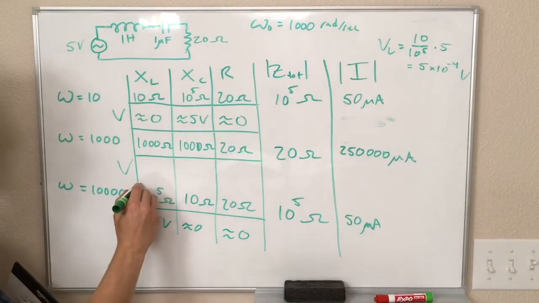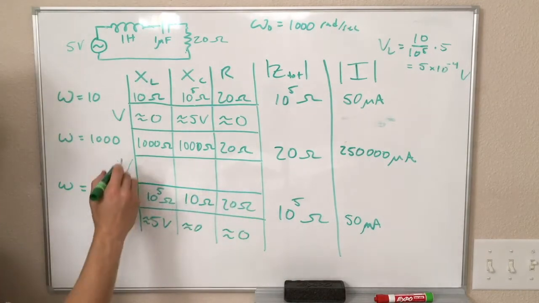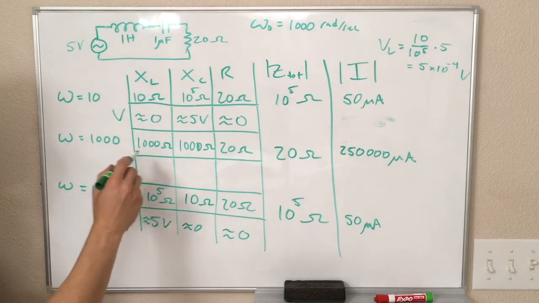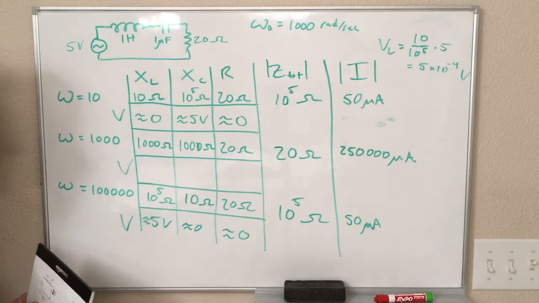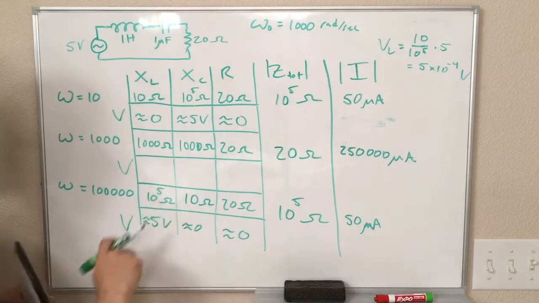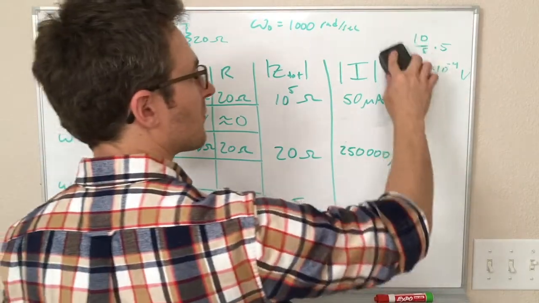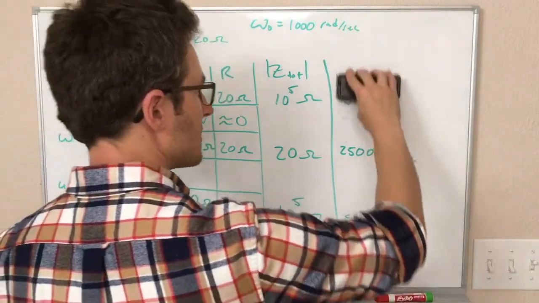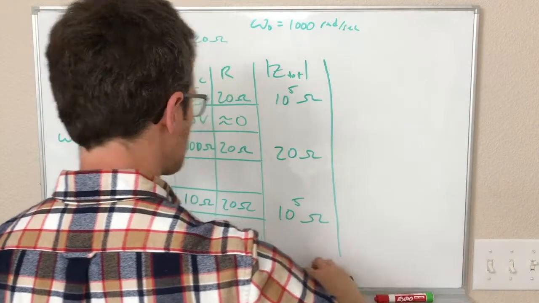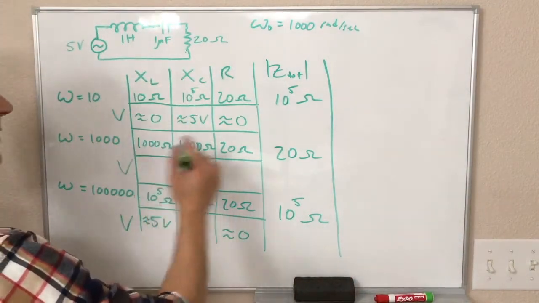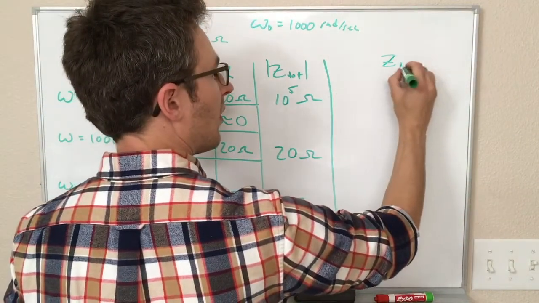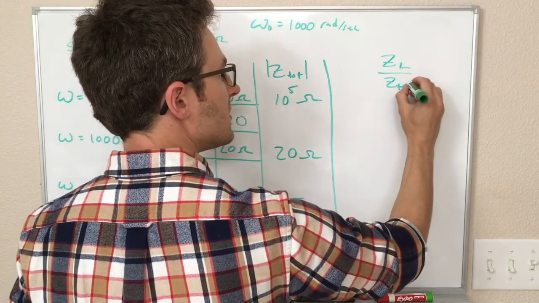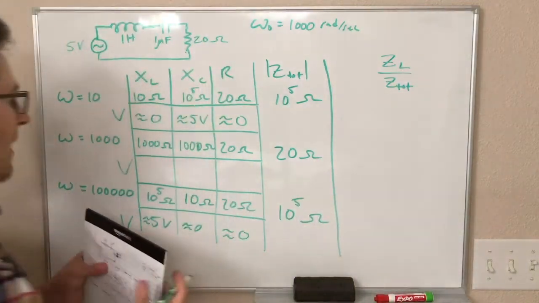All right, lastly, for our resonant frequency now, something funny is going to happen. And this I want to write down. I'm going to erase these to make room. So let's look at ZL over Z total at the resonant frequency.